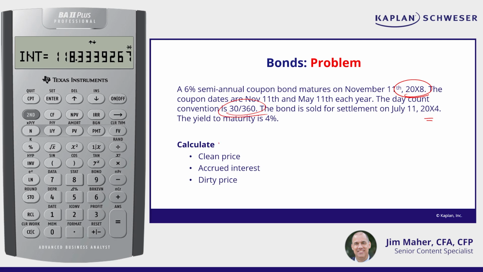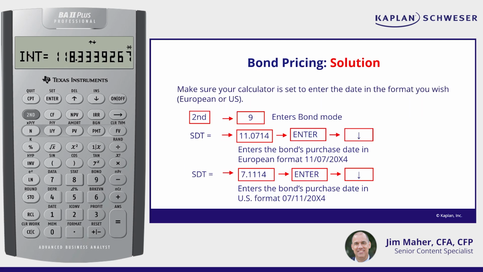We're going to calculate three things. We're going to look at the clean price, the accrued interest, and also the dirty price, okay? So let's see how we're going to do that here. We want to make sure our calculator is set to the date format you wish, whether it be European or US, okay? So let's go ahead and take a look at how we're going to do that.